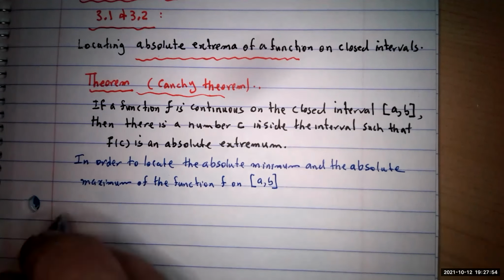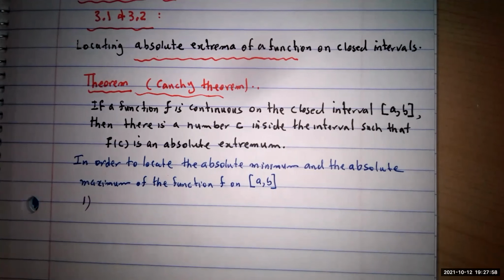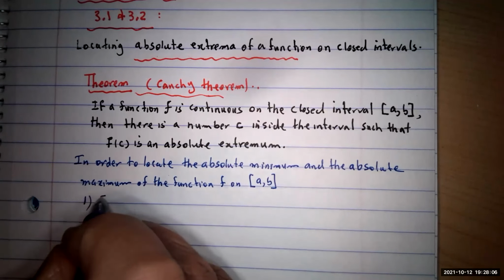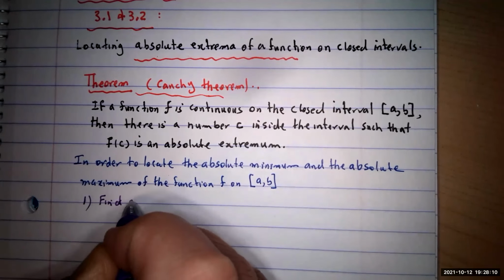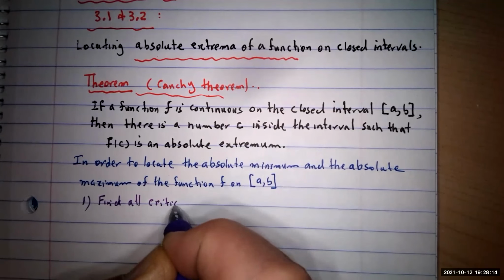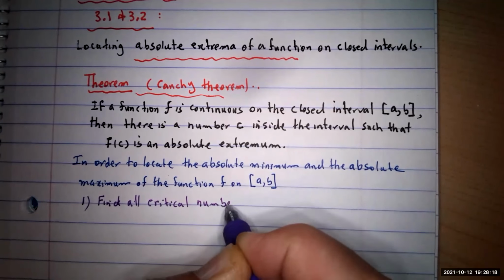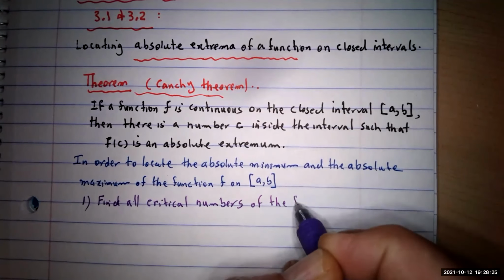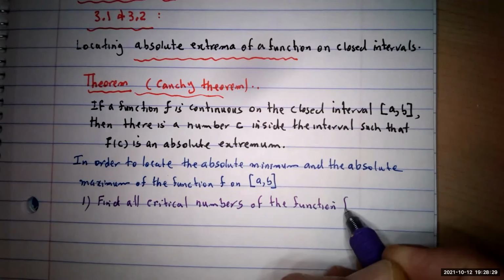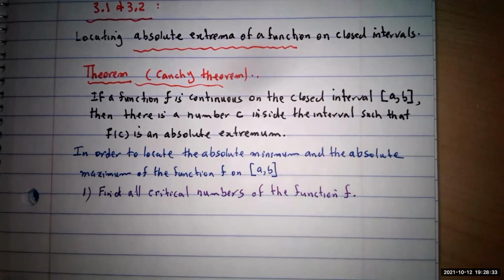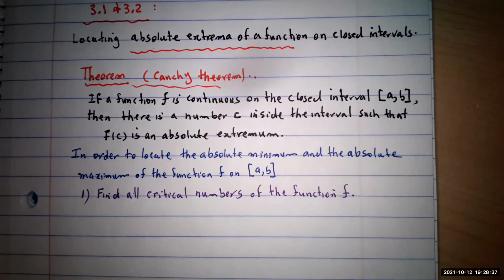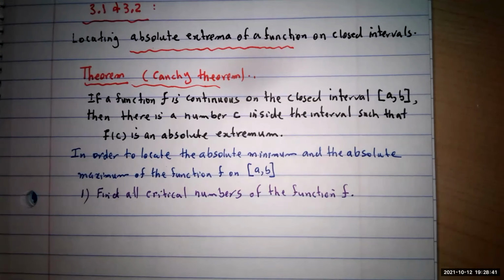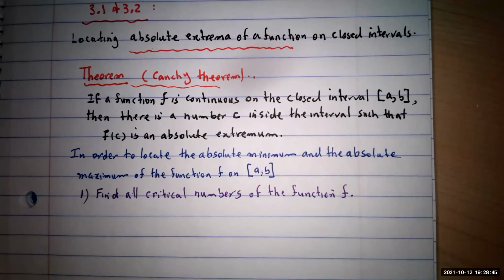What's going to be step one? Step one, you find the critical values or critical numbers. You know that you find the derivative of the function and you literally go to zero. So step one, find all critical numbers of the function f. How we're going to do it? Basically, you solve the equation f prime of x equal to 0. So you find f prime of x, you let it equal to 0. Those values that we did before, that we call horizontal tangent line. So that's going to be step one. Any question?